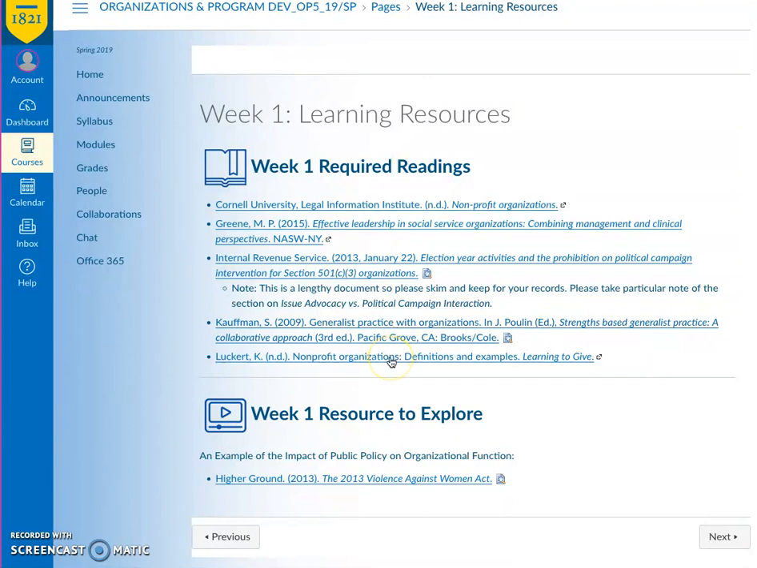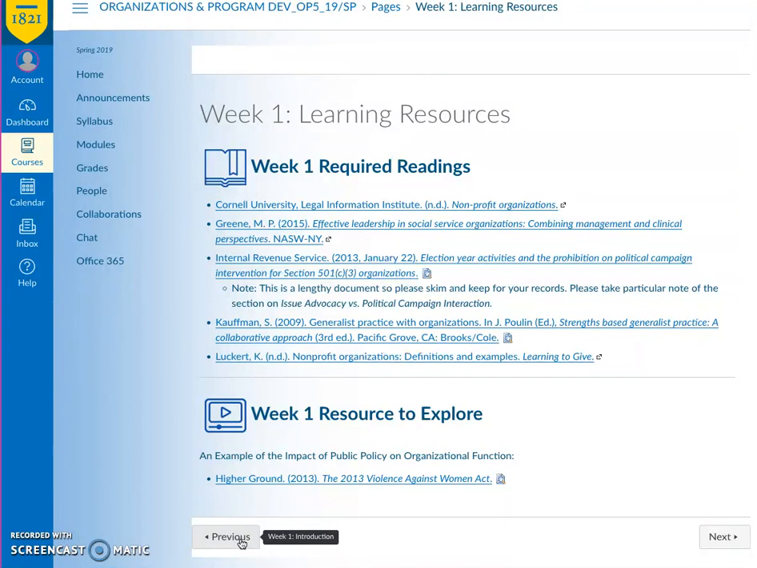The final reading resource provides a very simply written overview of what nonprofit organizations are, how they came about, and what role they play in our lives. Once you have read through these resources, you should be able to identify and define what nonprofit organizations are and what role they play in our society.